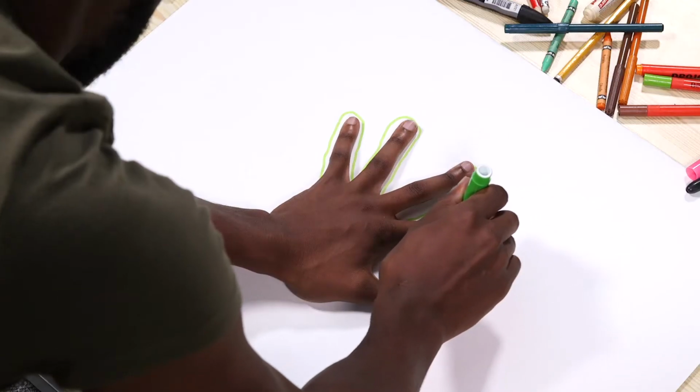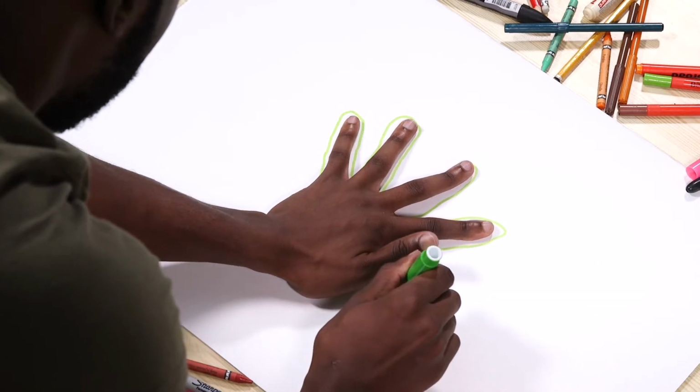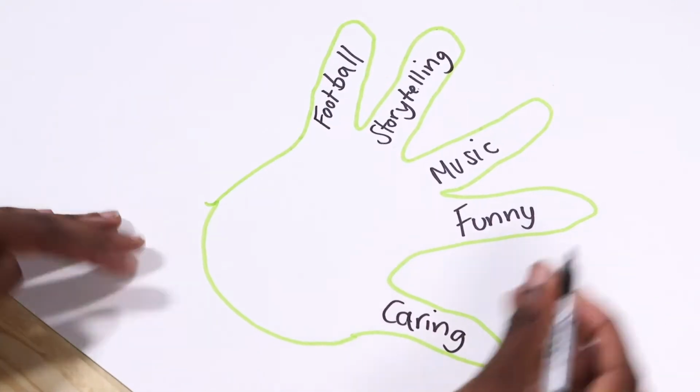Okay, the next task, I would like you to grab a paper and a pencil. Then I would like you to draw around your 5 fingers. In each finger, I would like you to answer this question. How do you see yourself? How would you identify yourself?